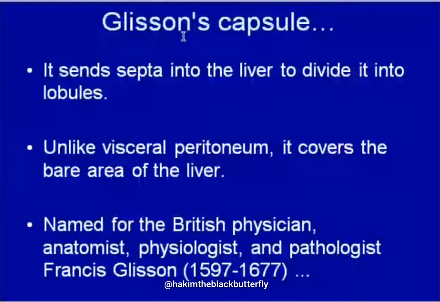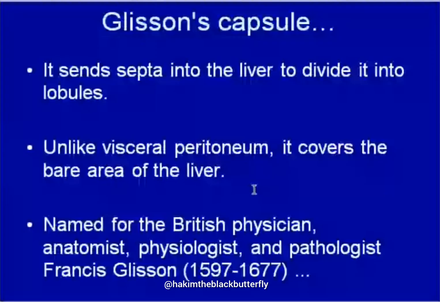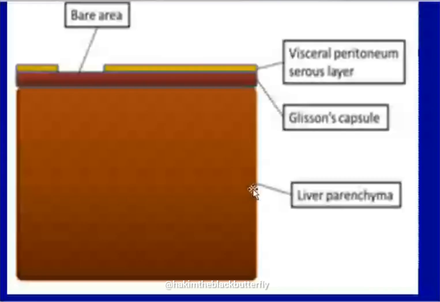Here I'm just showing where it is located. It is below the outer cellular layer, which is the visceral peritoneum, and below it you have the subcapsular space, which is a potential space, and then you have our liver. So this is the outer cellular layer, this is Glisson's capsule, and this is the subcapsular space down there, and then our liver parenchyma or liver cells.